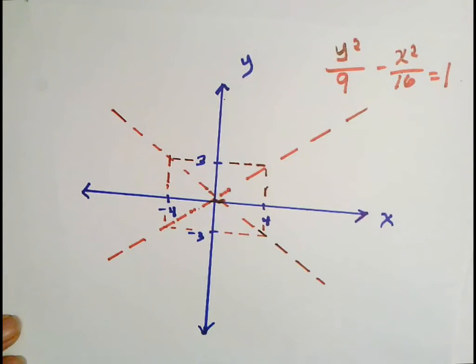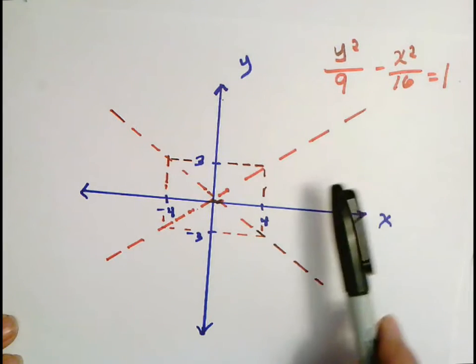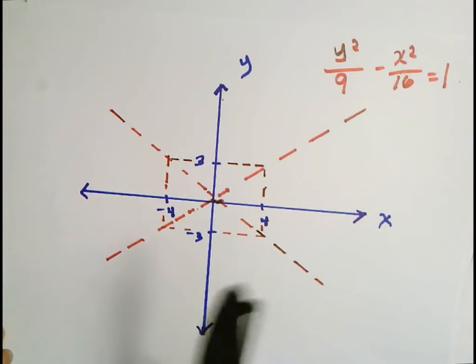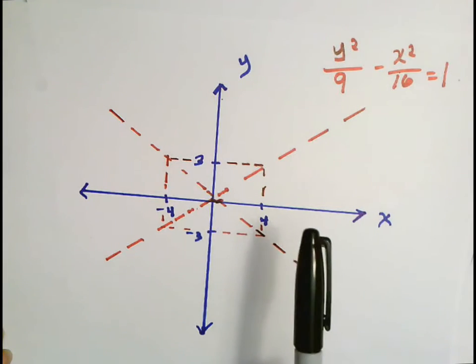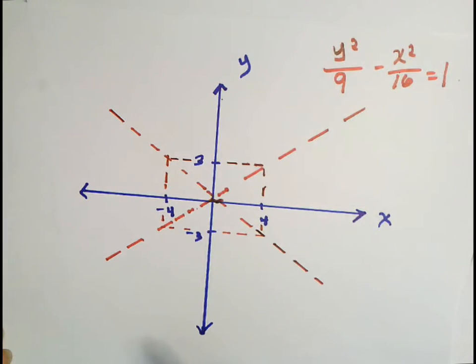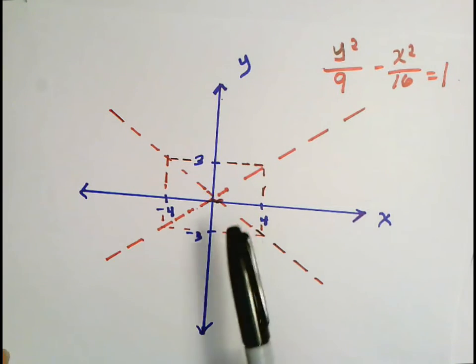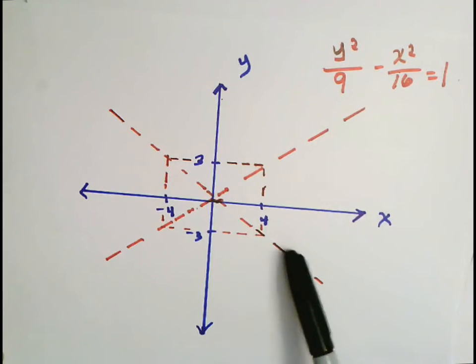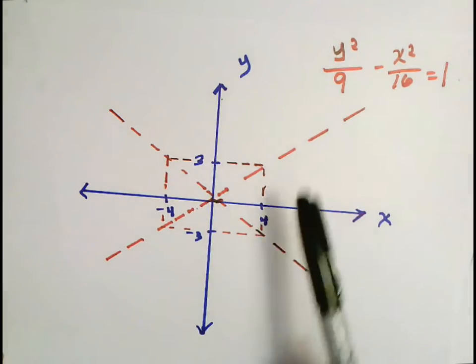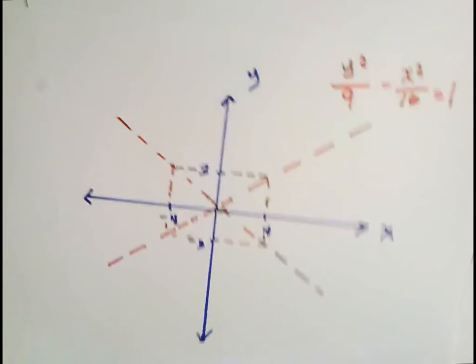Once I sketch the rectangle, I can sketch the asymptotes. See, these are asymptotes. The branches of the hyperbola will be getting closer and closer to these asymptotes, but they will never touch, never cross. So I go from corner to corner of the rectangle to sketch the what? The asymptotes.